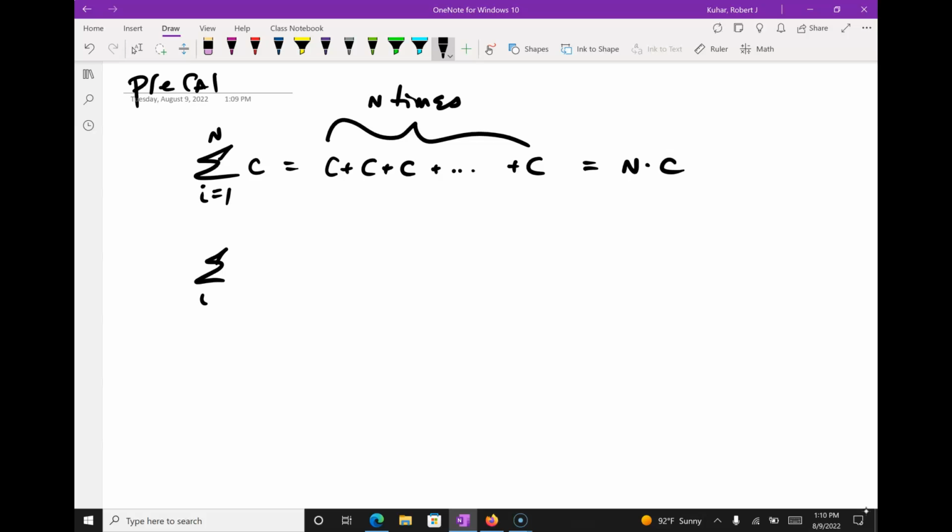The sum of i equal 1 to n of the index i, so meaning 1 plus 2 plus 3 plus dot dot dot all the way to n, is n times n plus 1 all over 2. These are all going to be written on your formula sheet and used.